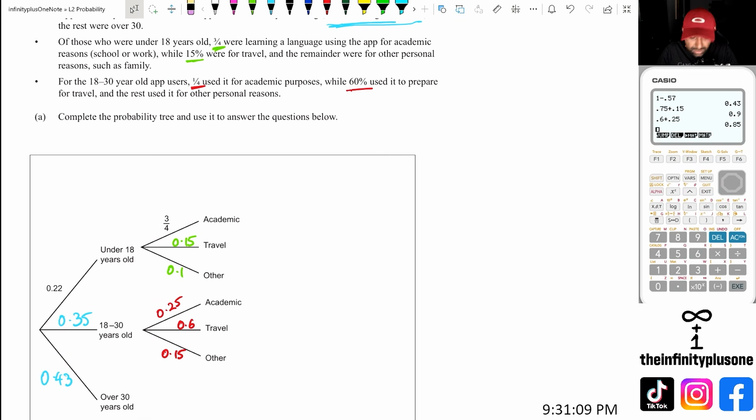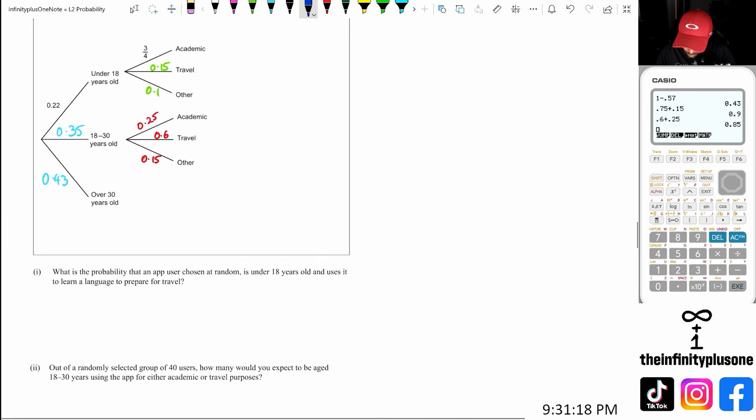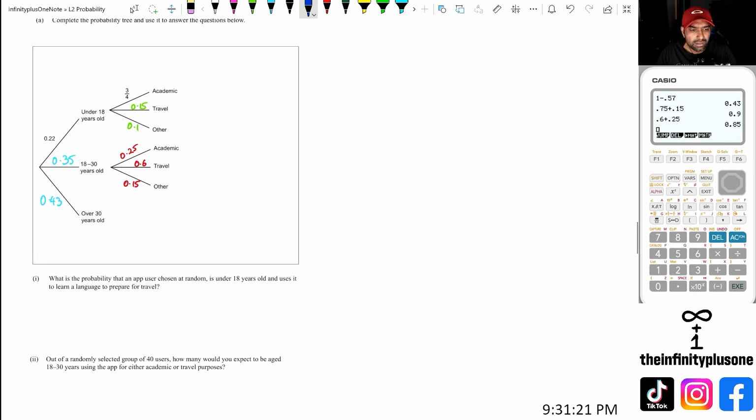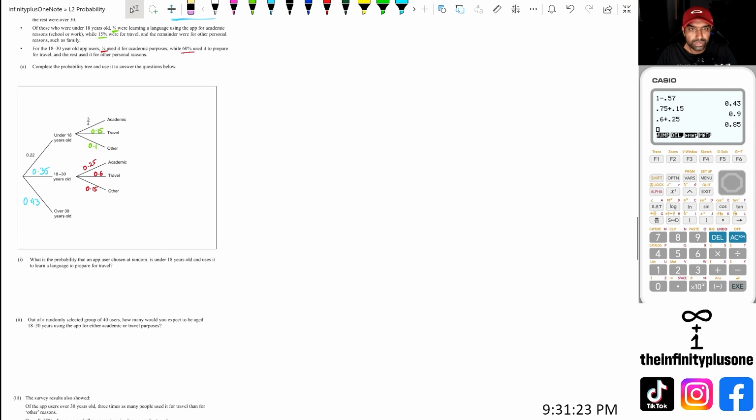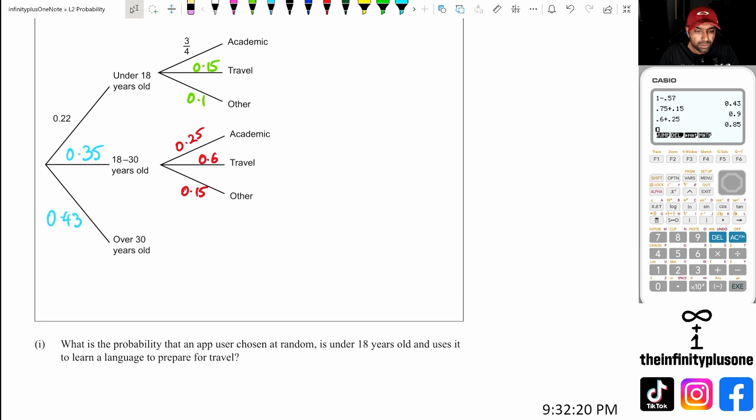Okay, I think we've got everything we need for this probability tree. So going to part 1 of this question, I'm just going to rearrange a few things. Give me 1 second. Okay, so part 1 is asking, what is the probability that an app user chosen at random is under 18 years old and uses it to learn a language for travel? So we're looking at under 18 and for travel.